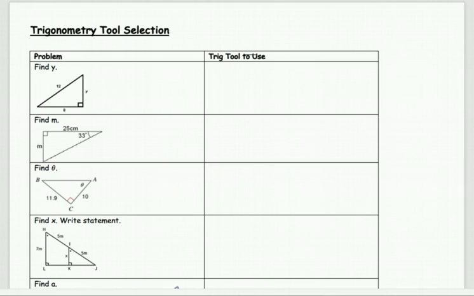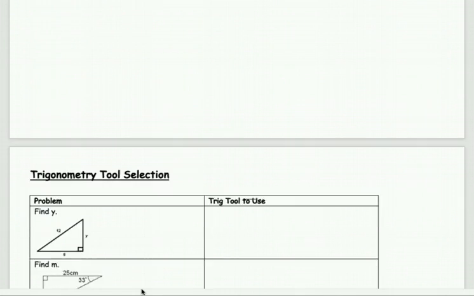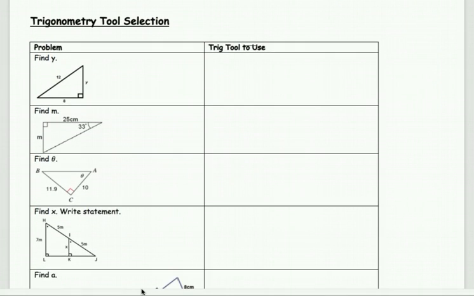Okay, so we're going to go through here and just look at some examples. We're not going to actually solve them, but we're just going to look and state what tool from above here that you would use in order to go about solving this problem.